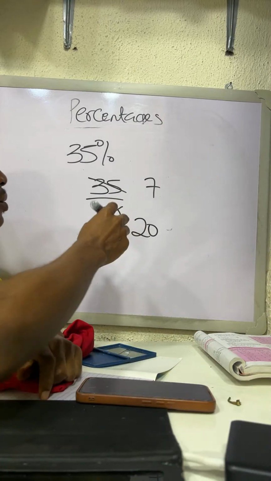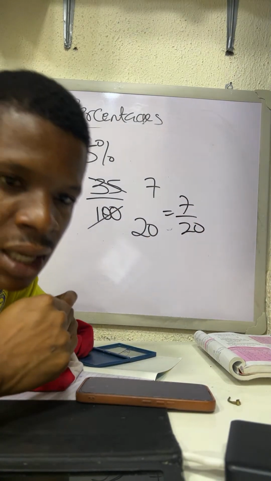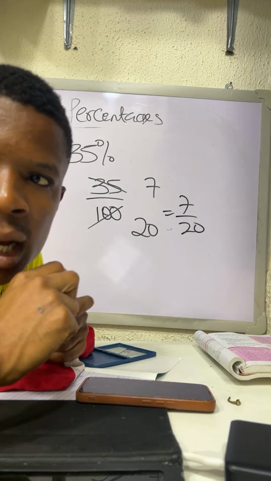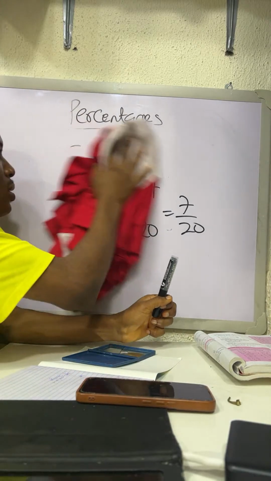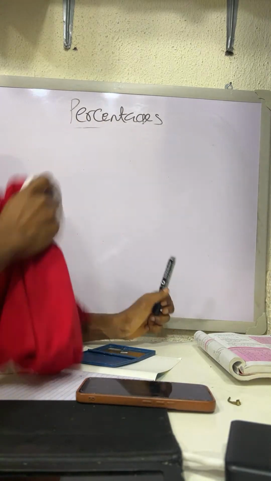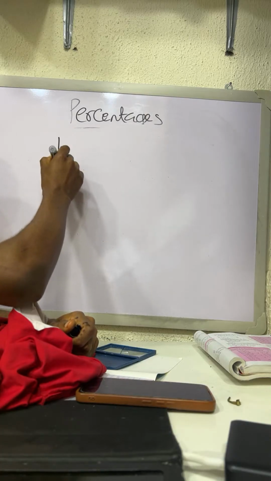So you have it as 7 over 20. So 7 over 20 is the answer. Good. So let's continue. Okay, we'll look at the next one, which is 12%.